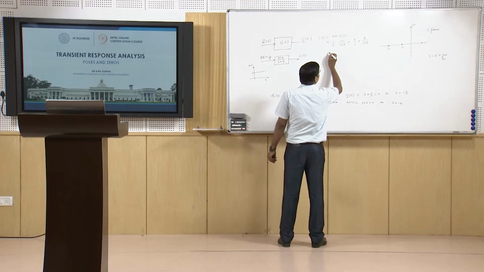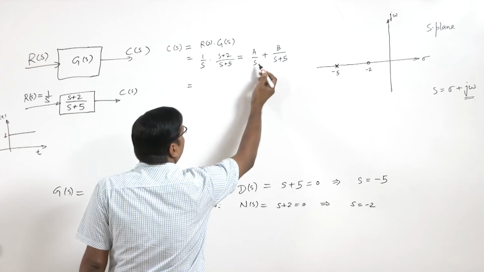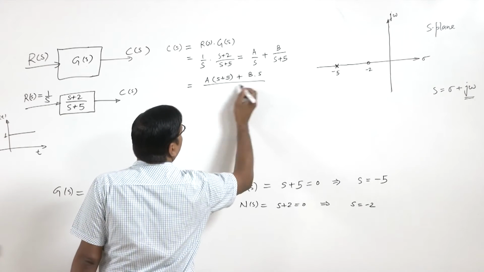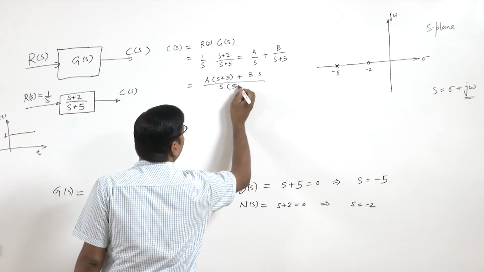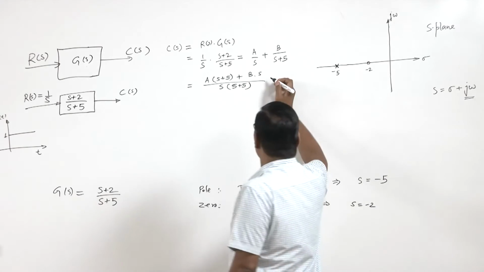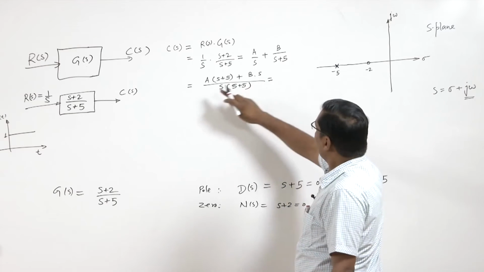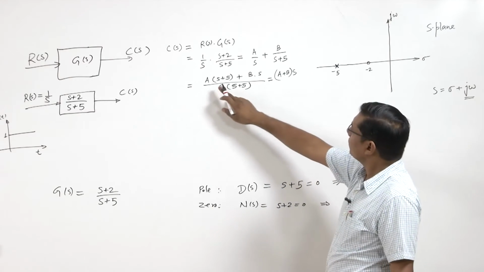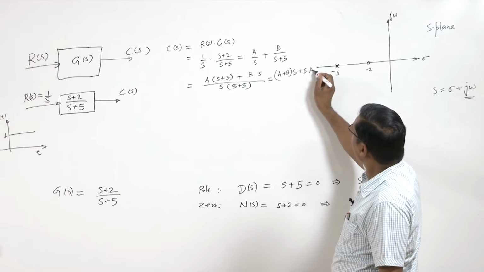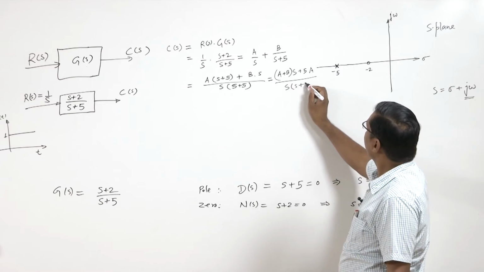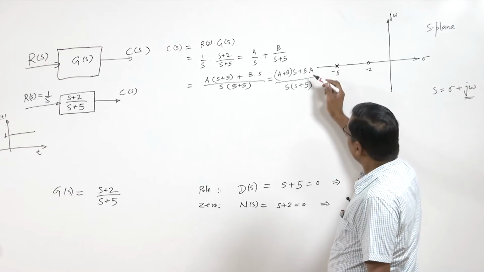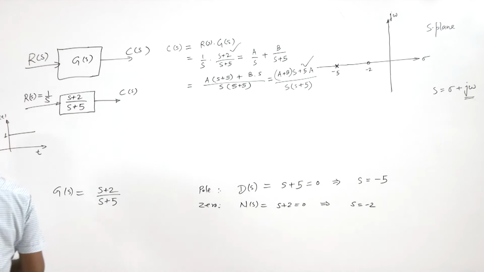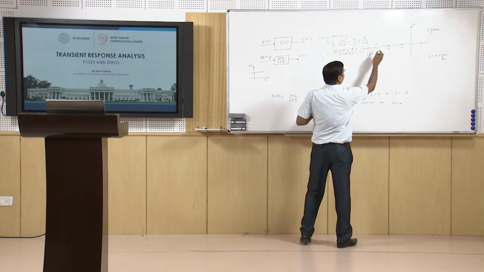So we can write this as A(S plus 5) plus B into S, upon S(S plus 5). So this we can write as A S and B S, so (A plus B) S plus 5A, upon S(S plus 5). Now we compare this and this.